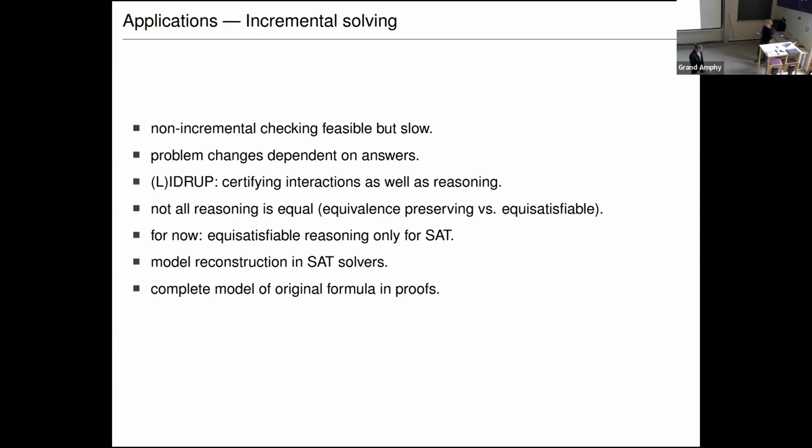Then the way we deal with this issue in our proofs is that we want to have the complete model of the formula in the proof of the original one, so that the proof doesn't really know about the equisatisfiable part. So we're fine again.